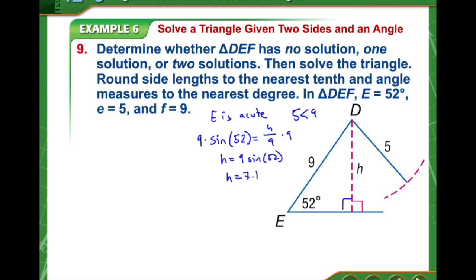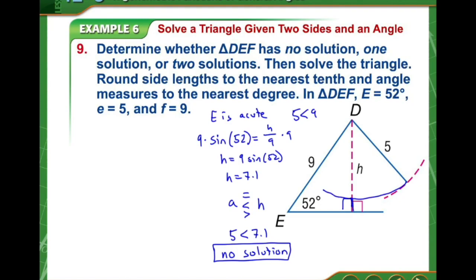Now, back on that graphic we saw earlier, we want to compare A and H. And A, is it equal to, less than, or greater than H? And our A here is 5. It is less than our height of 7.1, which means we have no solution. This 5 isn't going to be long enough to reach down here at all. It's never going to cross that side, so it's never going to make a triangle.